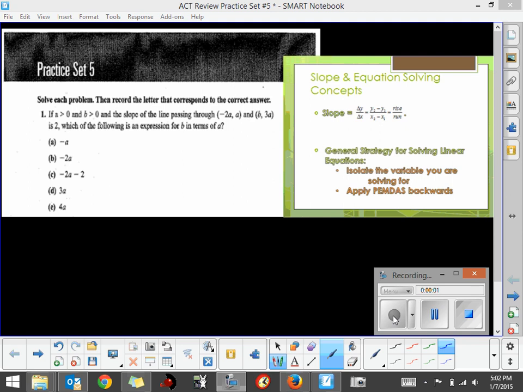So read through question 1, there's a couple of things that really strike us. Number 1 is they're talking about the slope of a line passing through 2 points. And the second thing is that we're going to write an expression of b in terms of a. So I'm going to pick up on those 2 ideas right away and articulate some ideas on those.